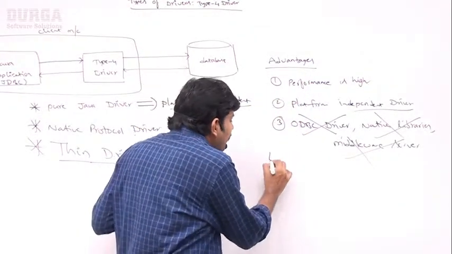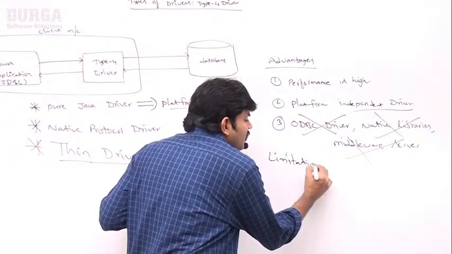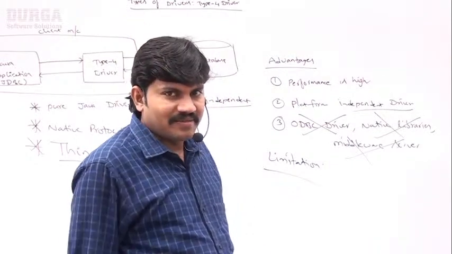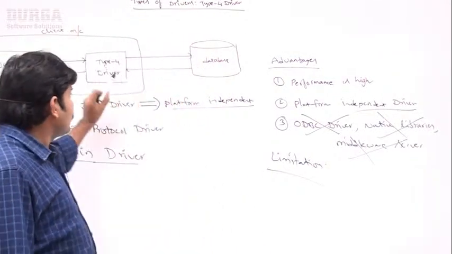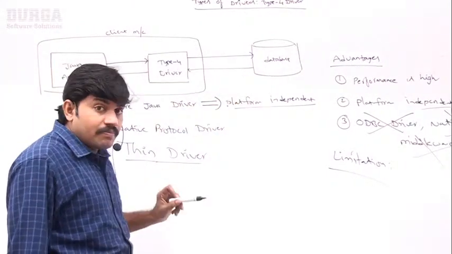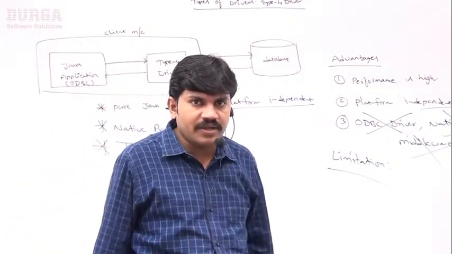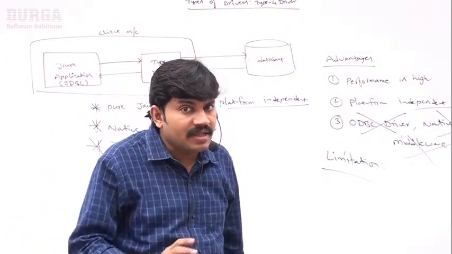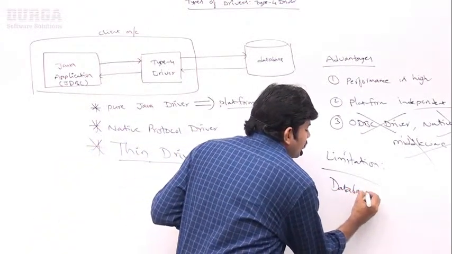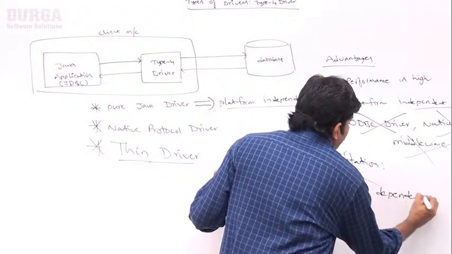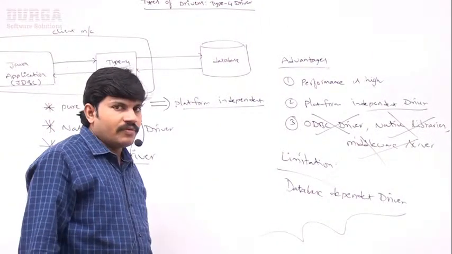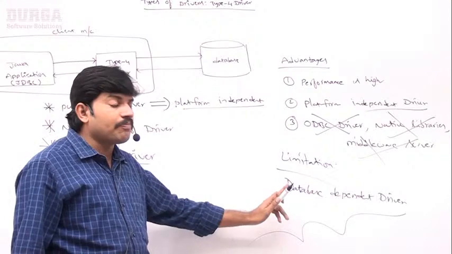But what are the limitations? Even though so many advantages are there, only a small minor limitation is there. I hope by this time you can guess. Does this driver communicate directly with the database or not? Yes, that's why it is a database dependent driver. Are you getting it? It is the database dependent driver. That is the only limitation of the type 4 driver. What is the limitation of the type 4 driver? It is the database dependent driver.